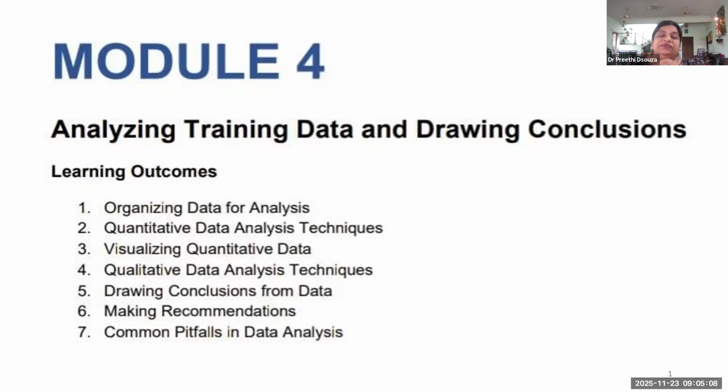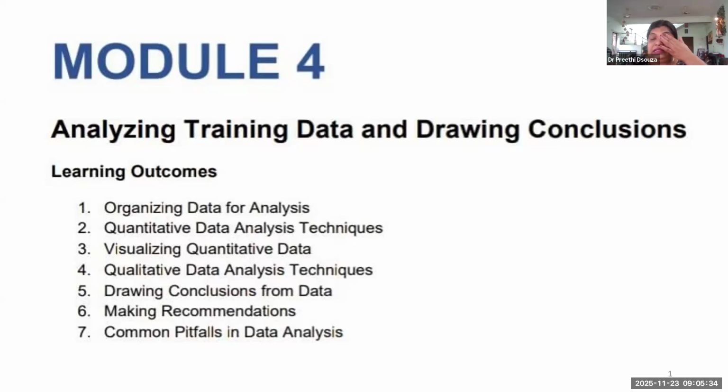We have conducted the survey. You have done evaluation. You have done so many things and you have collected a lot of data. Now, this data that you have collected, you need to use it well, and you have to see that you draw the right conclusions. That is why the fourth module speaks on analyzing the training data, and how you draw conclusions from that data.